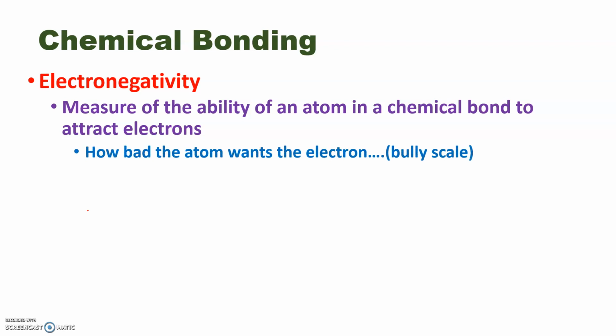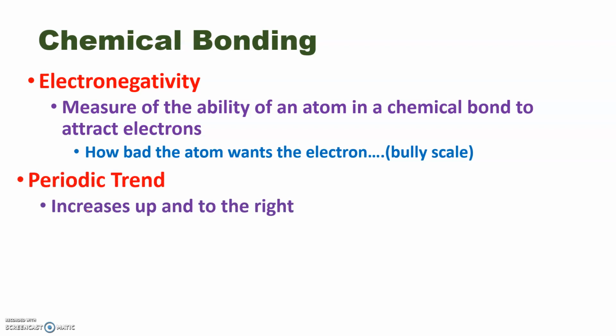It's on your yellow sheet that we're going to be pulling out here shortly. So it's how badly the atom wants the electron. It's the bully scale. Remember we talked about the bully pulling the electrons from the weaker atoms? We were referring to electronegativity there. It's kind of like the bully scale.